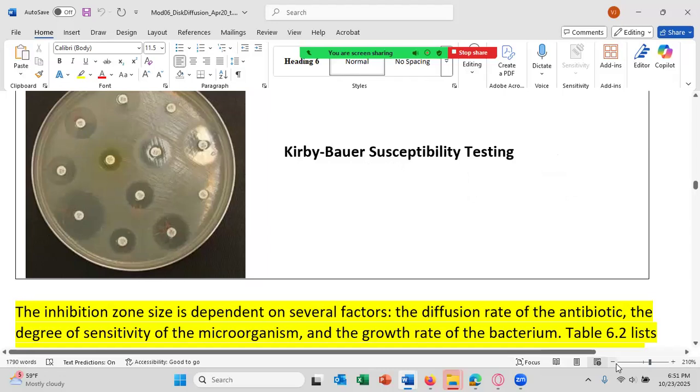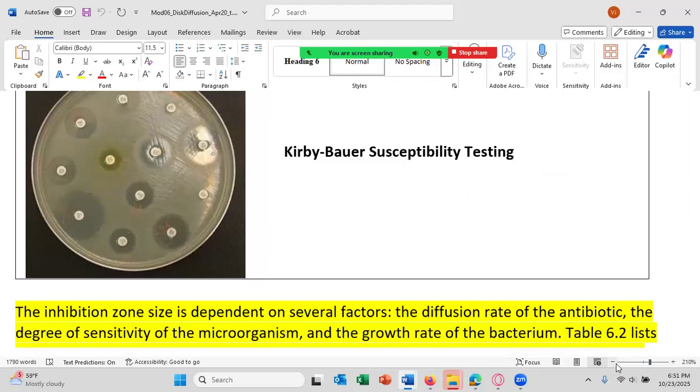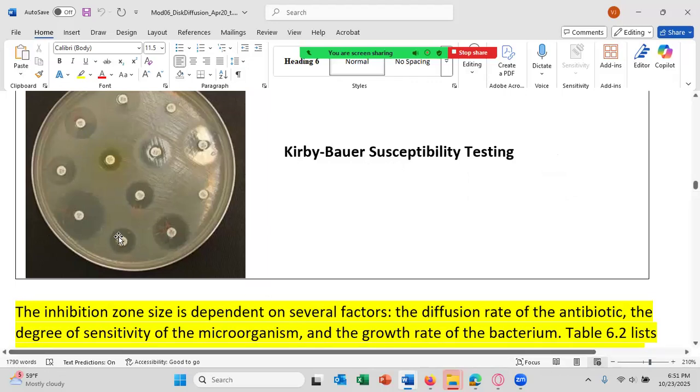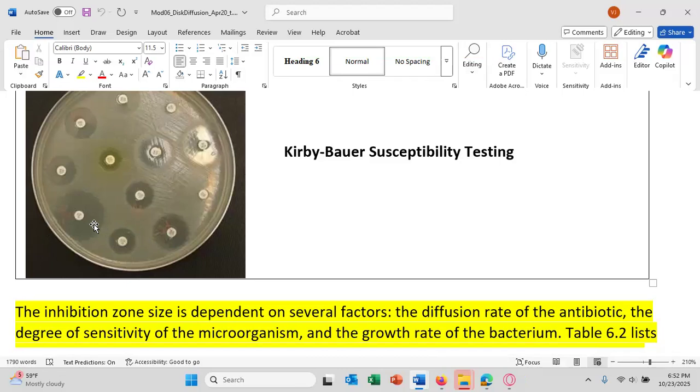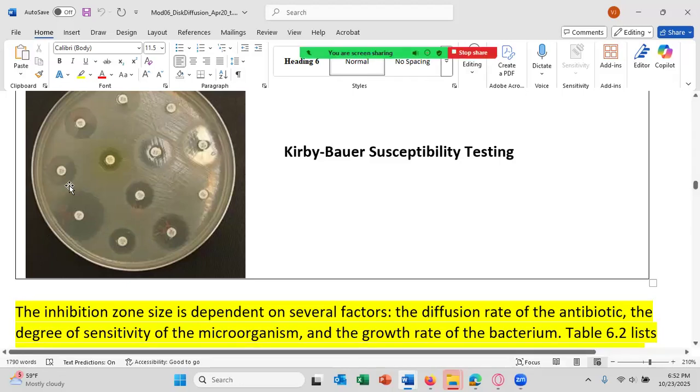So the inhibition zone size is dependent on several factors. The diffusion rate of the antibiotic: a smaller molecular weight antibiotic will diffuse farther, creating a larger zone of inhibition. It can also be due to the sensitivity of the microorganism. A microorganism that's more sensitive to that antibiotic will have a larger zone of inhibition. And then the growth rate of the bacterium can also affect the size of the zone of inhibition. Let me see if I can remember this one. I think the faster the bacteria grow, the smaller the zone of inhibition.